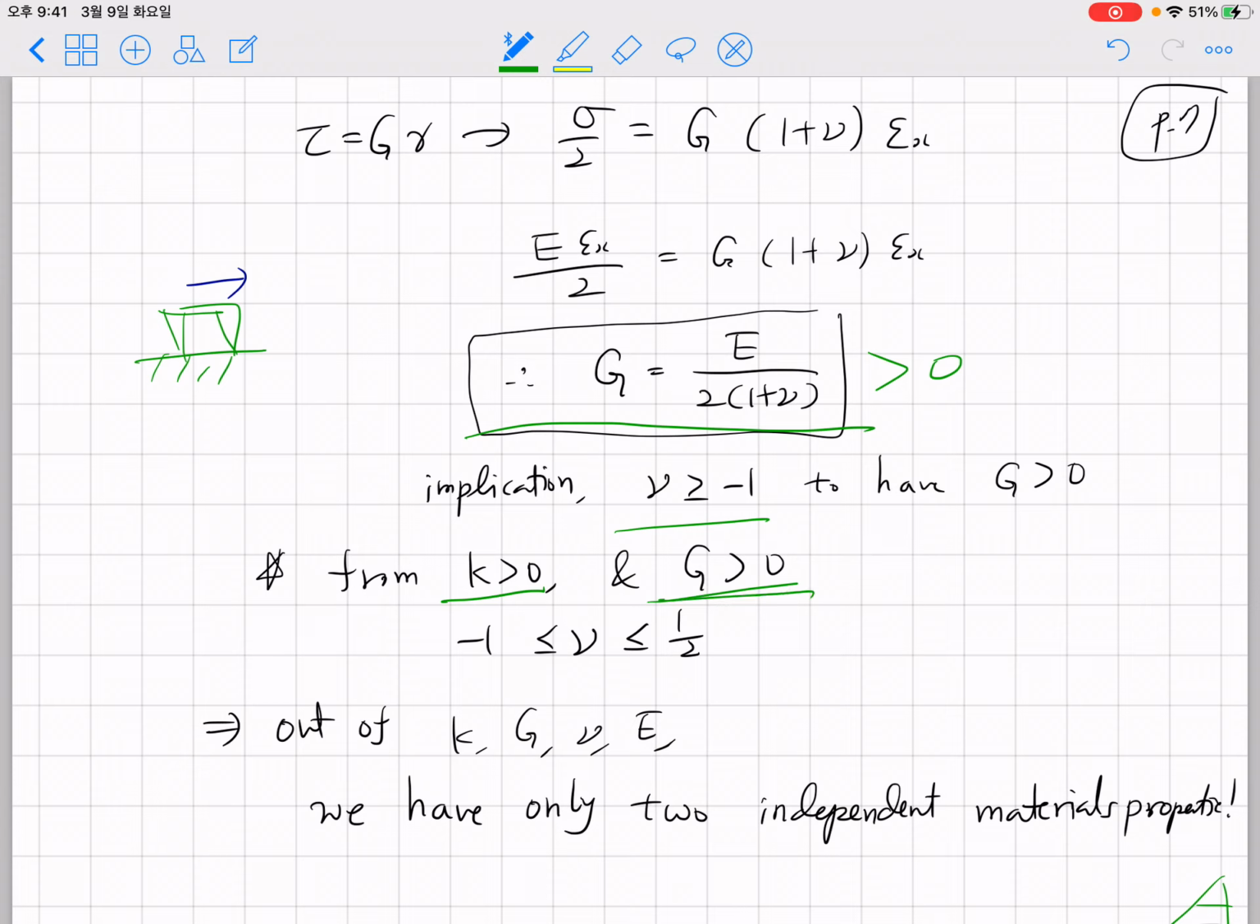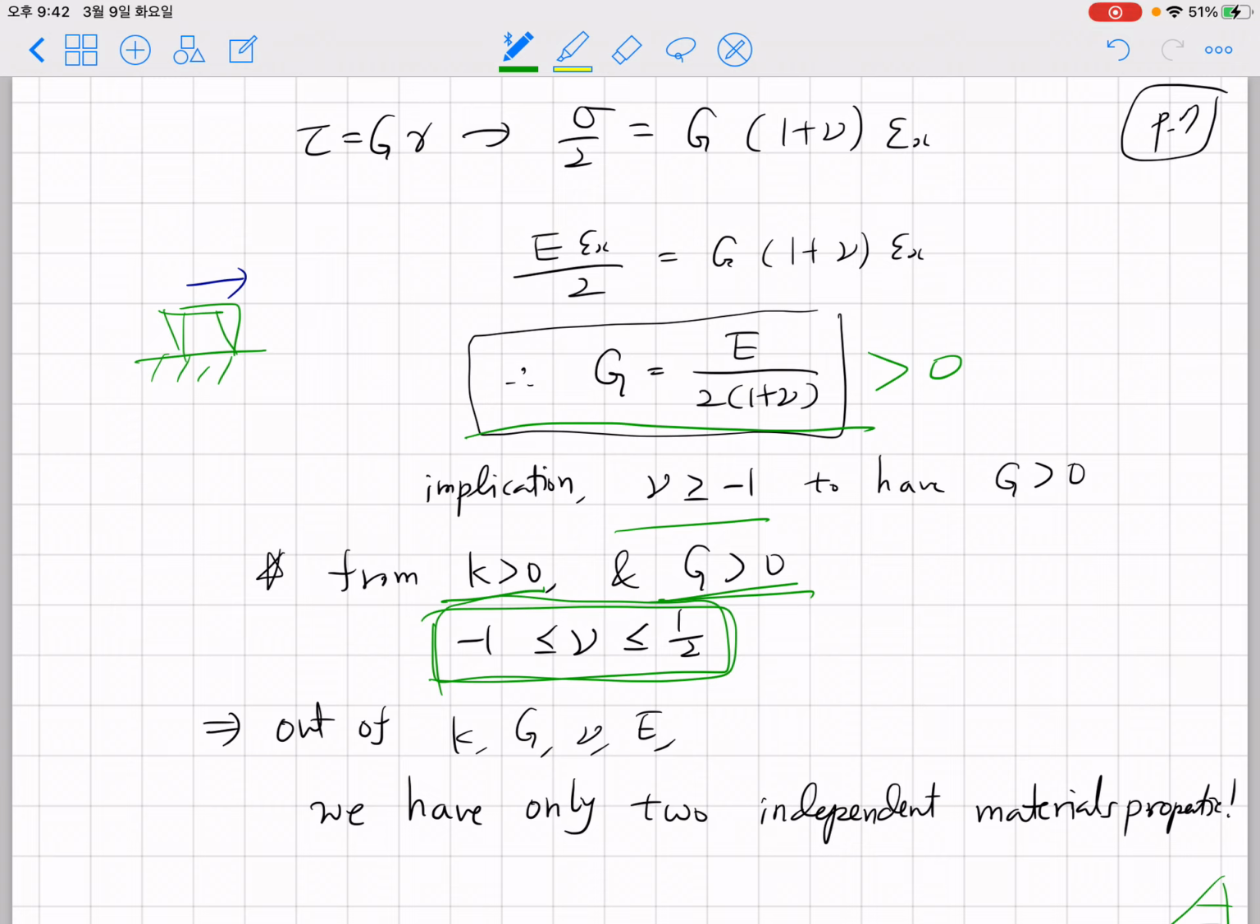The Poisson ratio must be larger than or equal to -1, and smaller than or equal to 1 over 2. Okay, so this is the range of Poisson ratio you can find in nature and the real world. And you may get confused about whether it is possible to have a negative Poisson ratio material. Yes, there are negative Poisson ratio materials, and you can tune the Poisson ratio by tuning the structure.